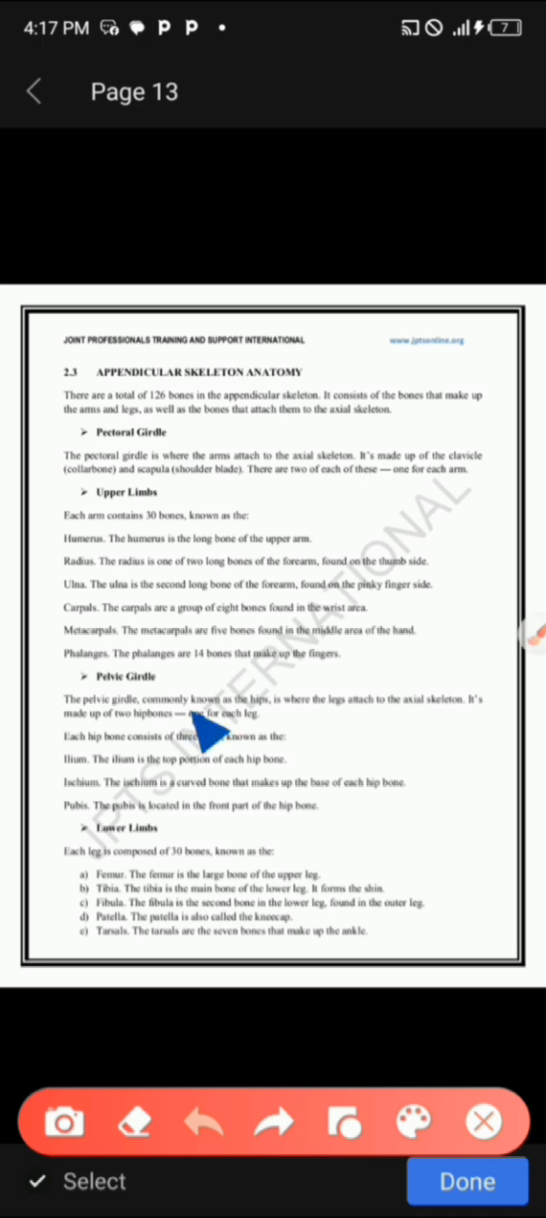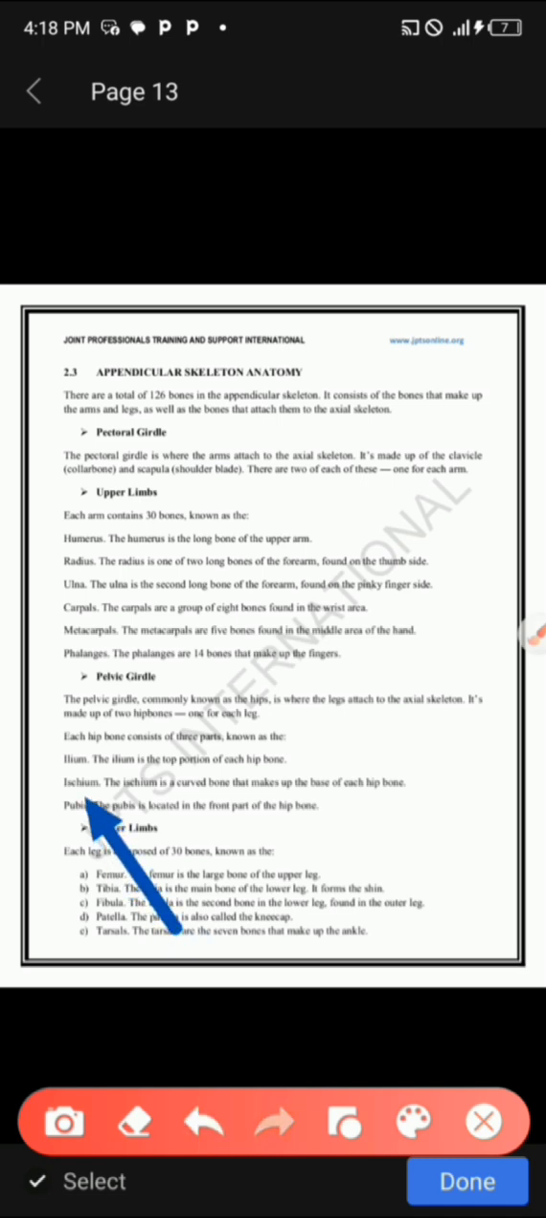Pelvic girdle. The pelvic girdle, commonly known as the hip, is where the legs attach to the axial skeleton. It is made up of 2 hip bones, one for each leg. Each hip bone consists of 3 parts. Ilium: the ilium is the top portion of each hip bone. Ischium: the ischium is the curved bone that makes up the base of the hip bone. Pubis: the pubis is located in the front part of the hip bone.